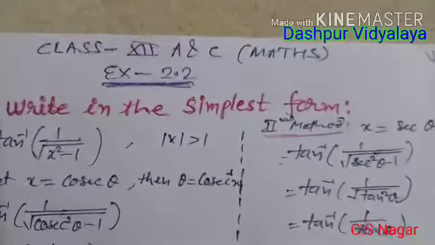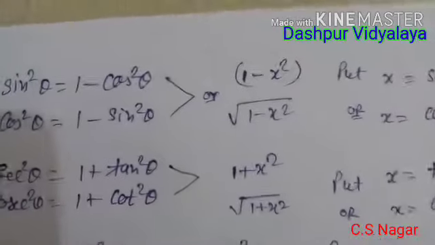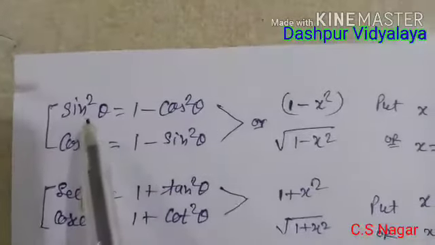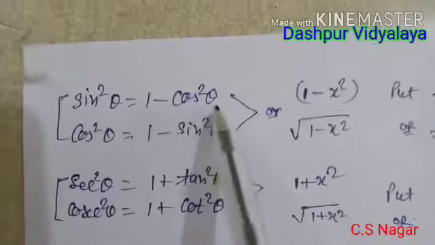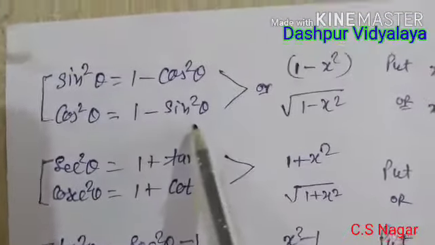But before this, we will see some trigonometric substitutions. Since you know that sin square theta is 1 minus cos square theta, or cos square theta is 1 minus sin square theta.